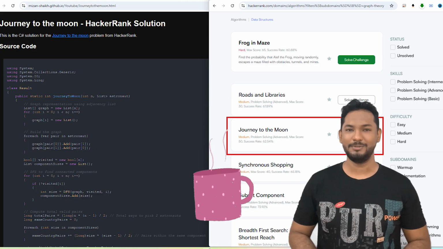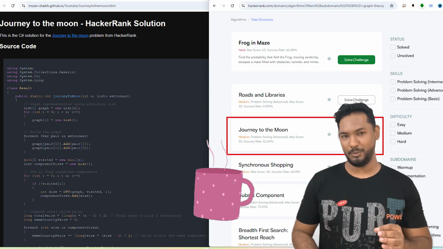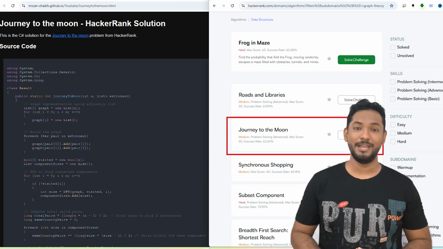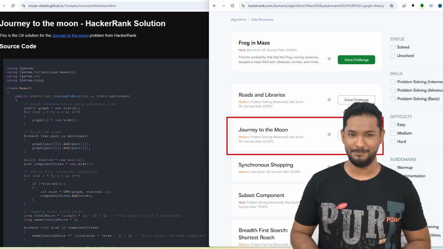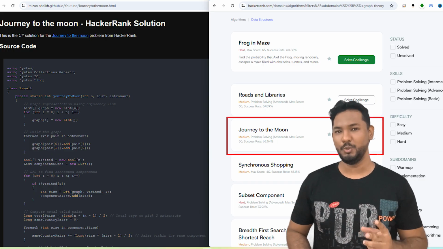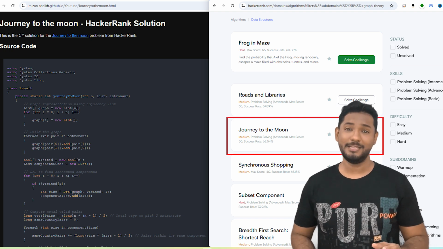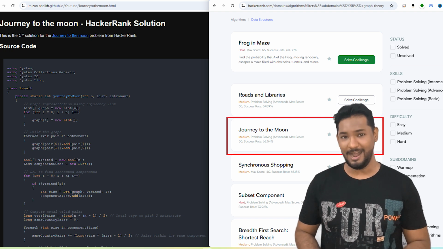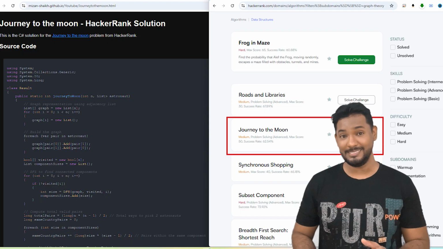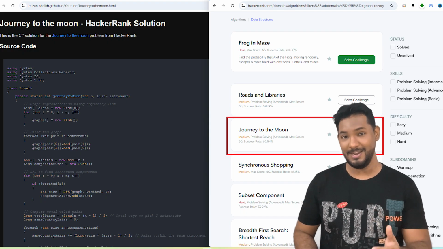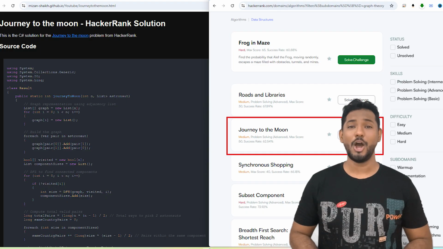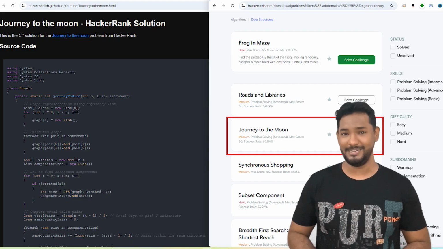Okay, now let's break this down. First off, we have a total of n astronauts and we are given p pairs of friendship. Each pair indicates that the two astronauts are from the same country. This means if we can identify the connected components in this graph, those groups of astronauts that can reach each other through friendship, we can figure out how many astronauts belong to each country.